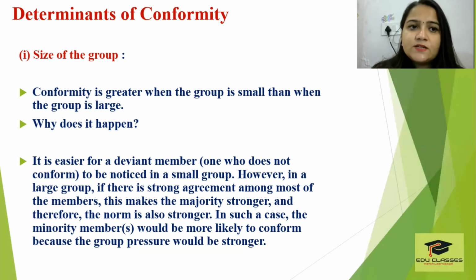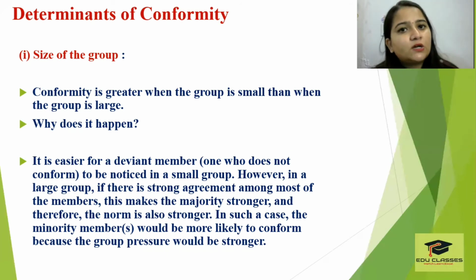So next topic is determinants of conformity. The first factor which determines whether we will conform is the size of the group. It has been found that conformity is greater when the group is small than when the group is large. ऐसा पाया गया कि जब आप छोटे ग्रुप का हिस्सा होते हैं तब आप ज्यादा ग्रुप का नॉर्म फॉलो करते हैं in comparison to larger group.